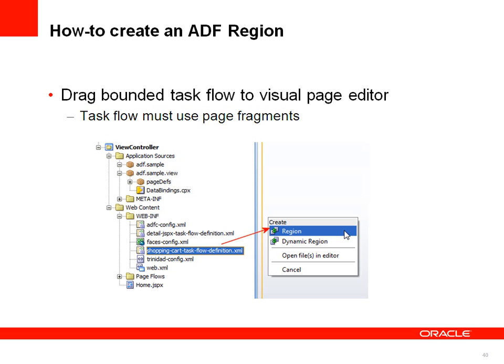If you then continue dragging more bounded task flows, and if you've selected dynamic region in the beginning, then you can create command links which would then configure the managed bean with a method and with a bounded task flow document reference for you to switch between the two.